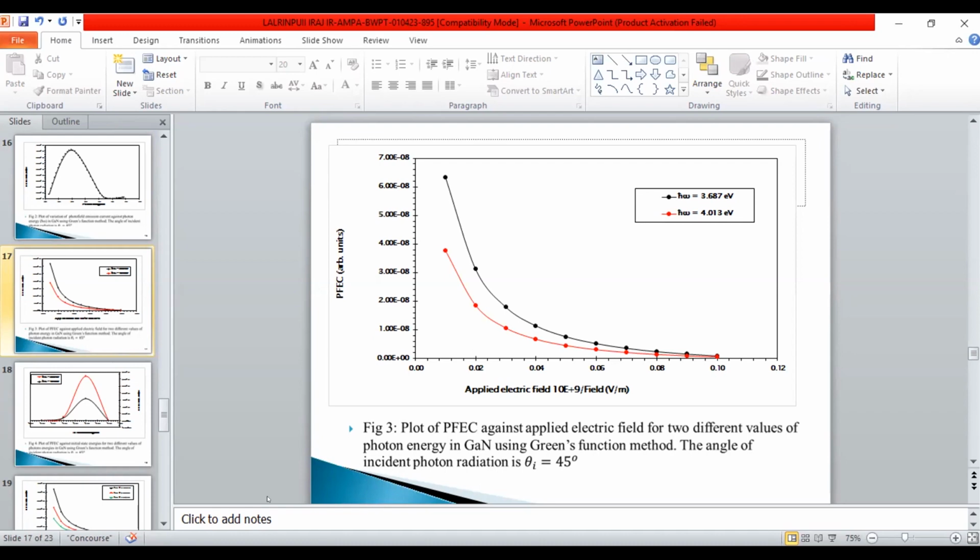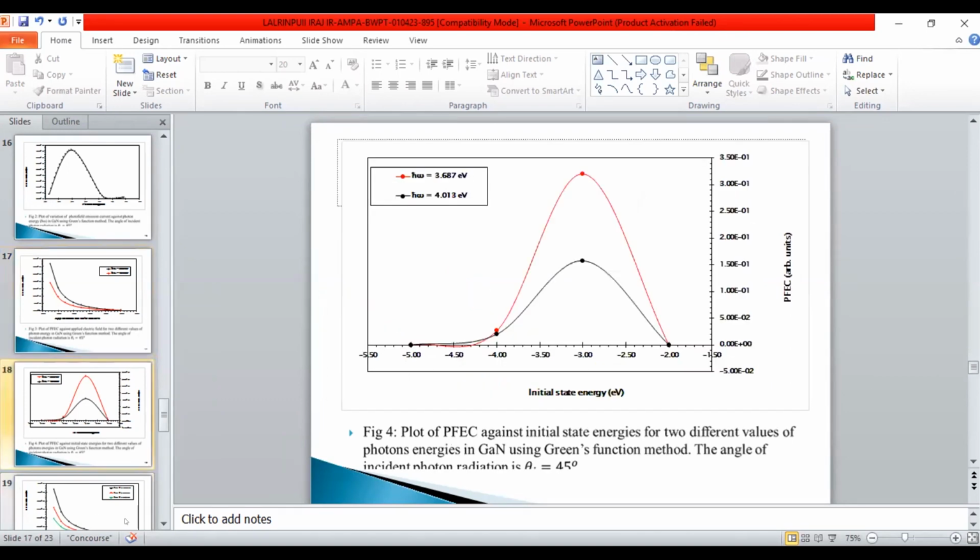decreases from a high value towards minimum in an exponential manner for both the values of photon energy. The exponential decrease in photo field emission current is due to the presence of the exponential term. We also find from this plot that the value of photo field emission current is maximum for low photon energy ħω equal to 3.687 electron volt, and it will be minimum for large photon energy ħω equal to 4.013 electron volt. However, the variation of photo field emission current for both the values of photon energy are similar in nature.